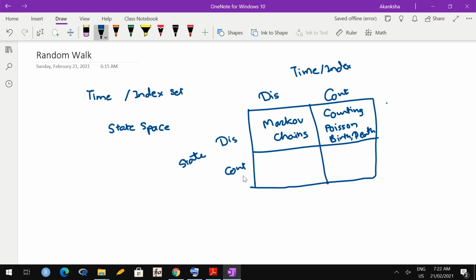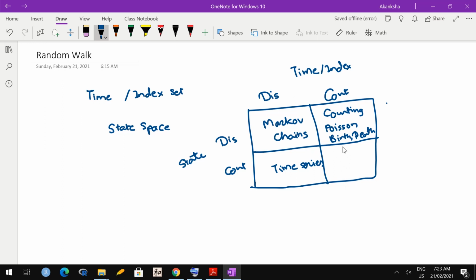Okay. Then continuous state space and discrete time. Can you think of some example here? Correct. All your usual time series data, whatever you did in time series analysis, all that comes under this because you had a Gaussian assumption for the values. So the state space was continuous and you had time interval as discrete.